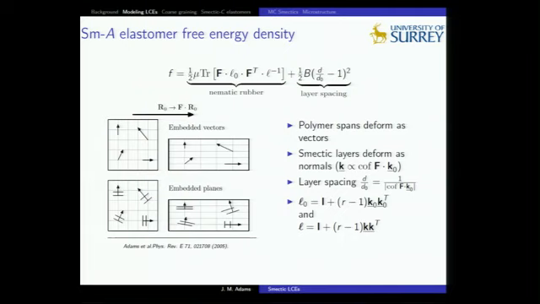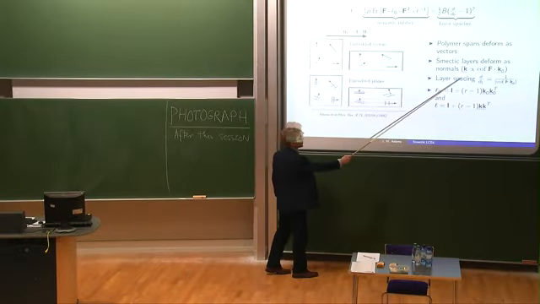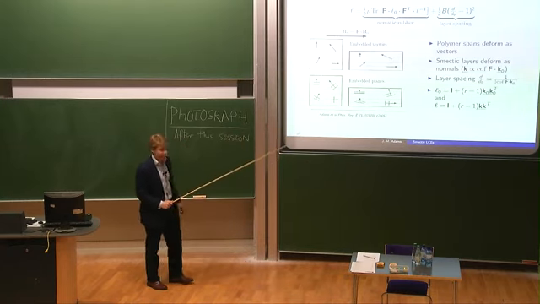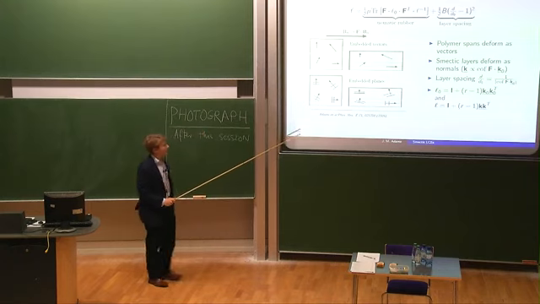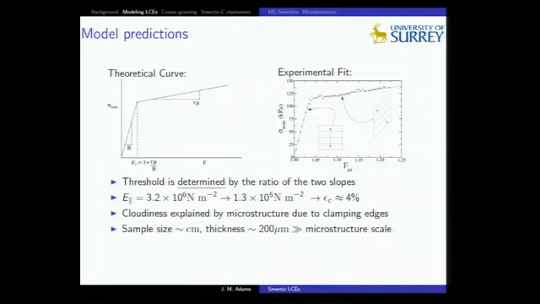Note that the direction of the director, which is parallel to the layer normal, is now fixed. There's no freedom for it to rotate around and give rise to things like soft elasticity, so you don't get soft elasticity in Smectic A elastomers. So this model works relatively well.